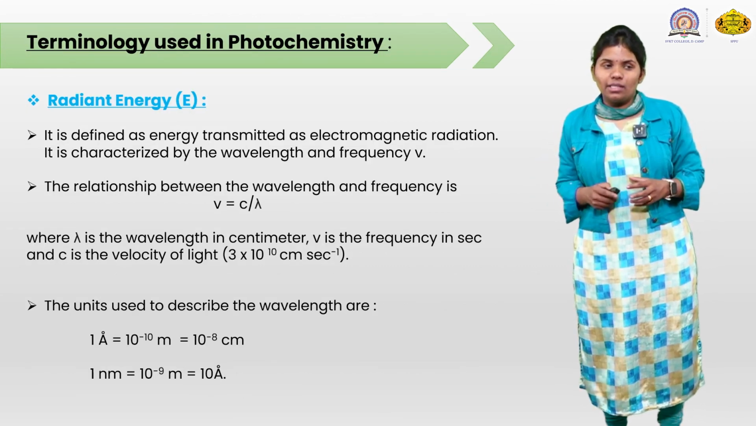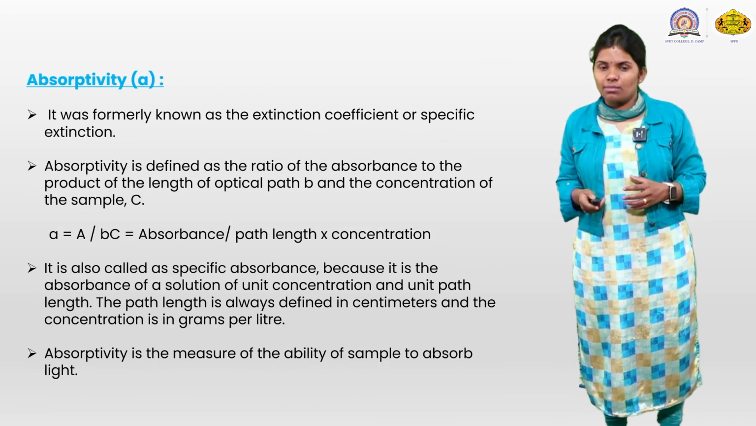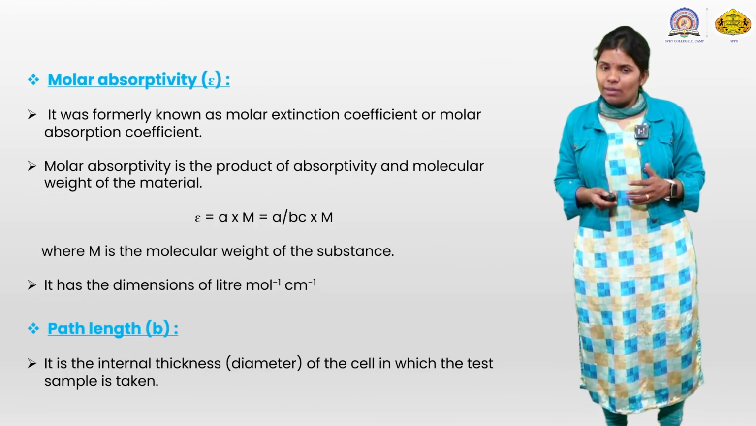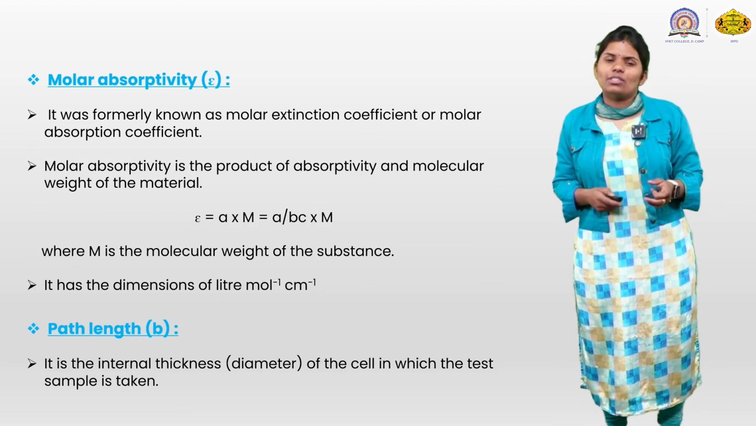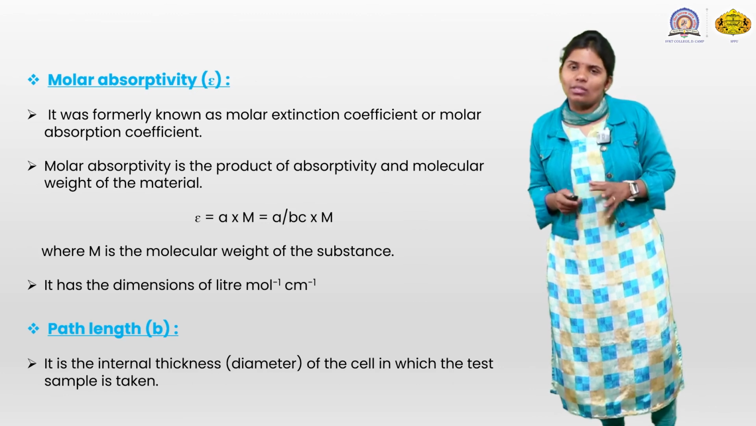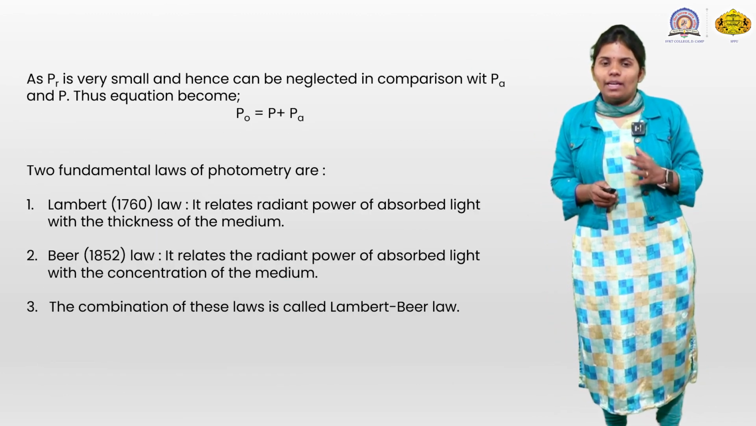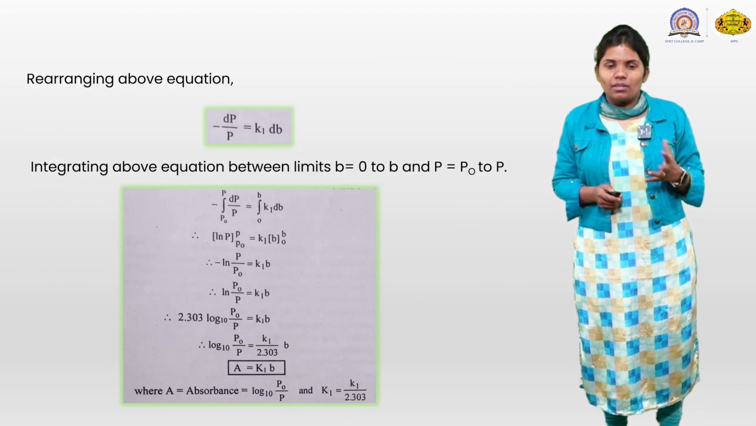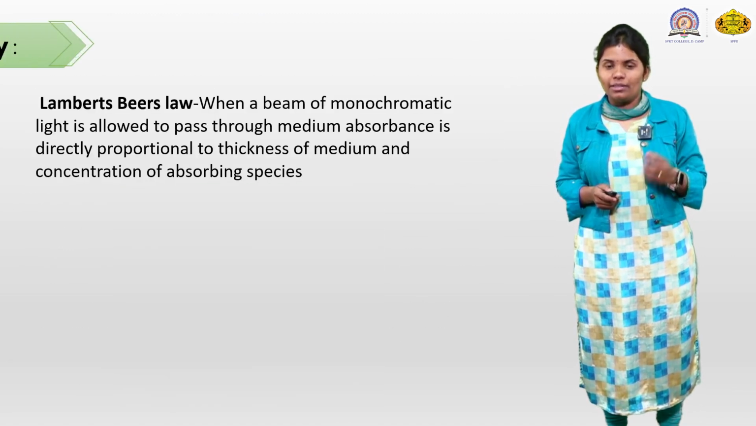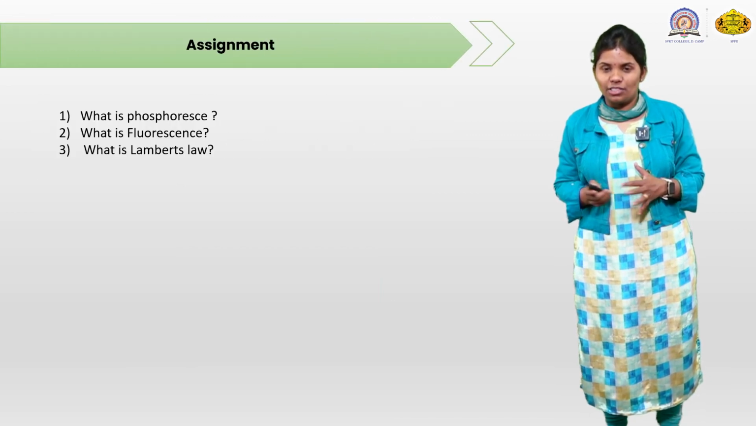We have seen what radiant energy, radiant power, absorbance, transmittance, absorptivity, molar absorptivity and path length are. These are the factors which affect the absorbance of a particular sample. We also saw Lambert's law and the combined Lambert-Beer law equation. So this is all about today's session.